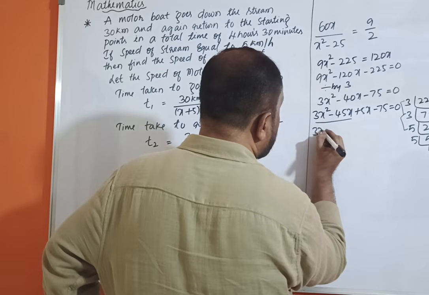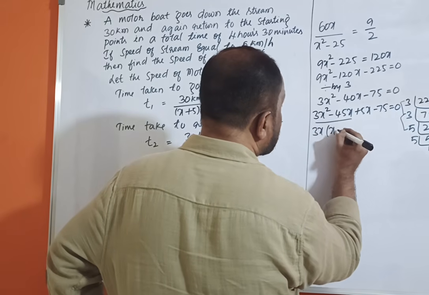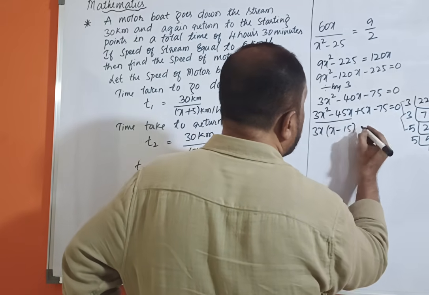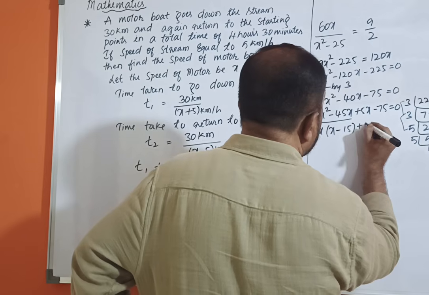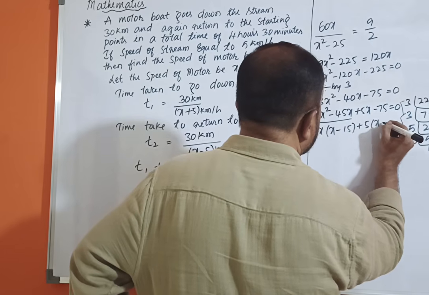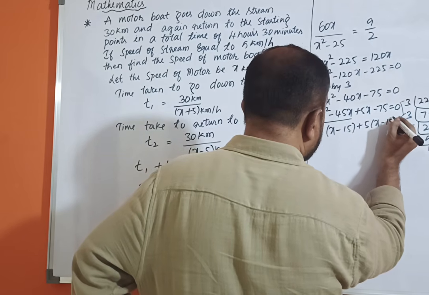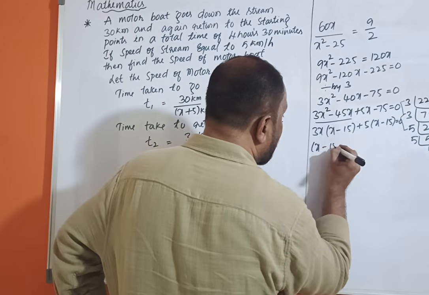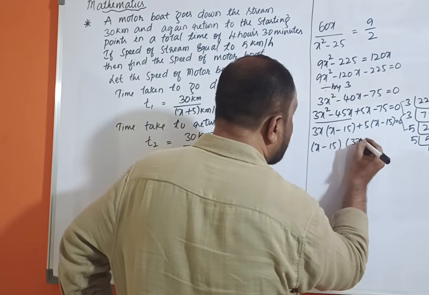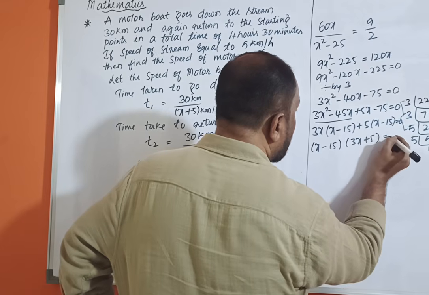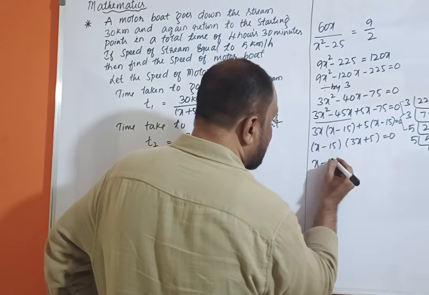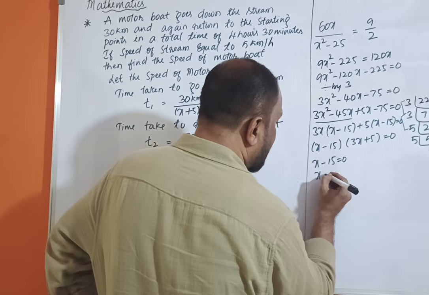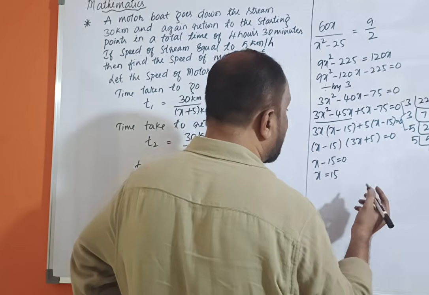These two, 3x is common. What is remaining here? x minus 15. And here plus 5 is common. So now x minus 15 and 3x plus 5 are each equal to 0. x minus 15 is equal to 0. Transpose 15, x is equal to 15.